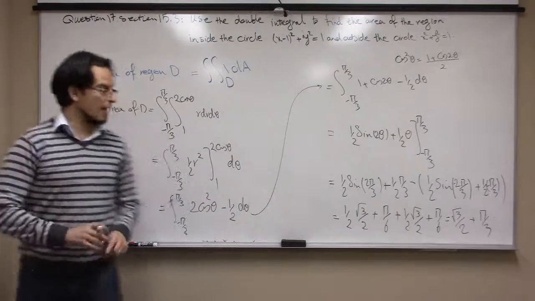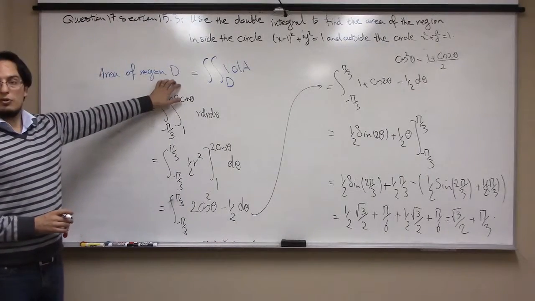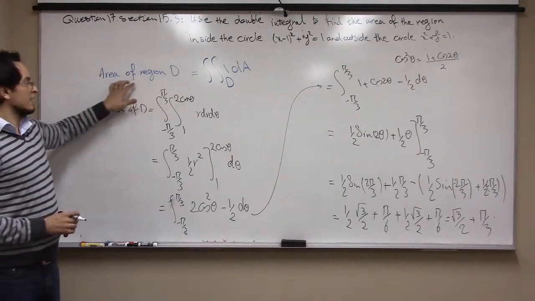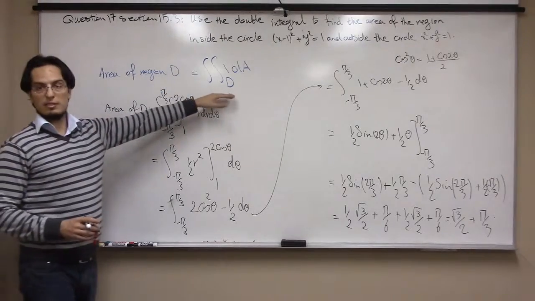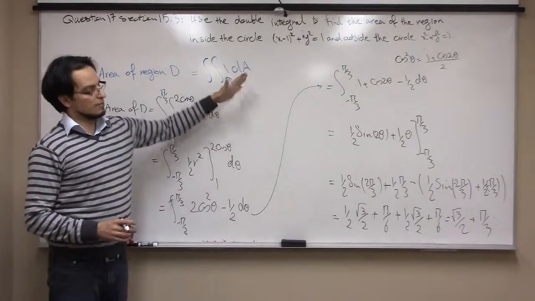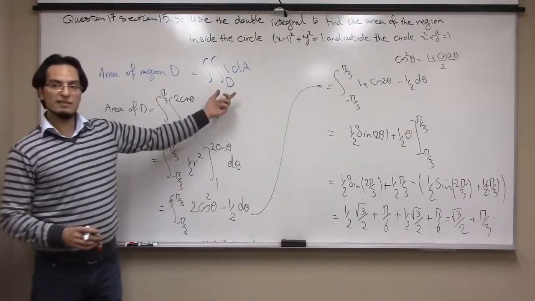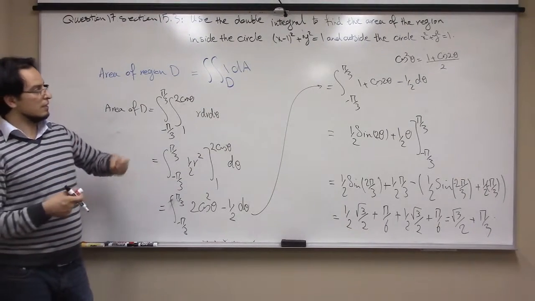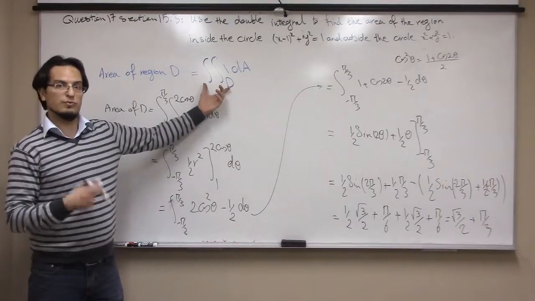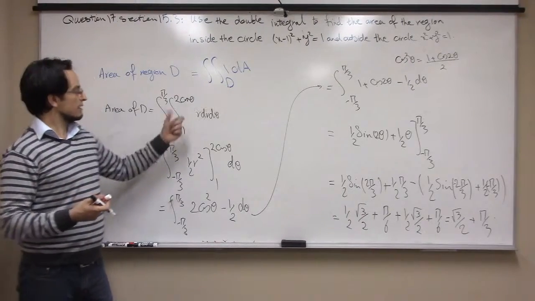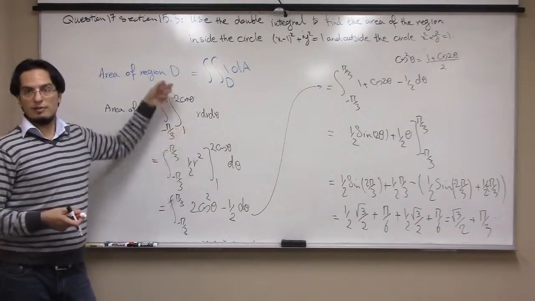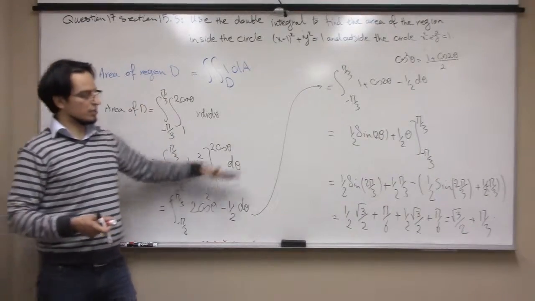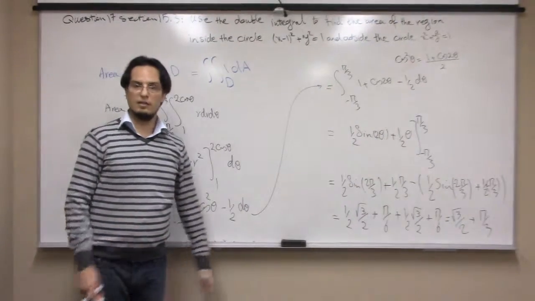Okay, very quick wrap up. I know that if I have a region, I can get the area of that region by this double integral. But as we saw, the region that we had in this case was circular, so going to polar coordinates would be the right thing to do. So I did go to polar coordinates, find the boundaries, do iterated integrals, and find the area of that region.